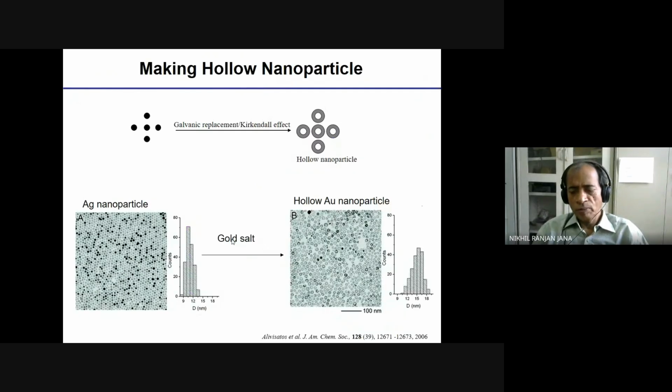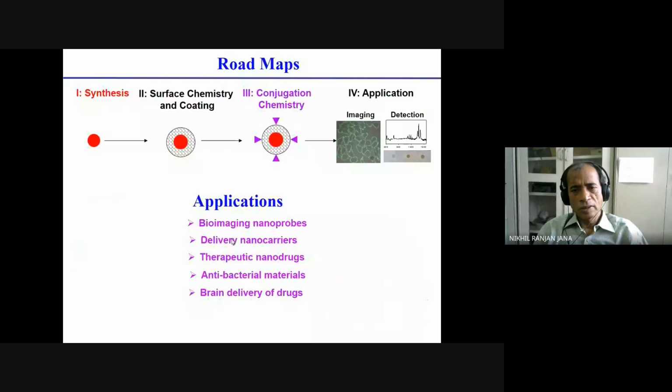This can be adapted to many different hollow particle syntheses. So I have just quickly shown you high quality nanoparticle synthesis. Gold and silver have colors, plasmons. Because of that, they can be used for different optical detection applications.